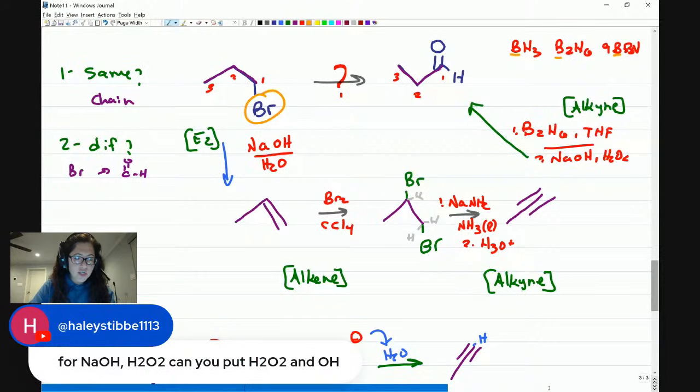A couple more questions. For NaOH, H2O2, can you put H2O2 and OH? Yeah, that's the same thing. So NaOH, the Na is just a positive spectator, and so the OH minus is all we really care about.